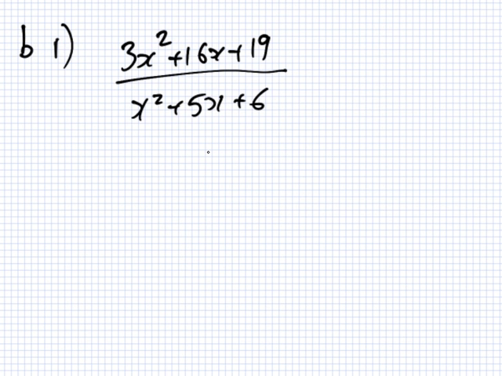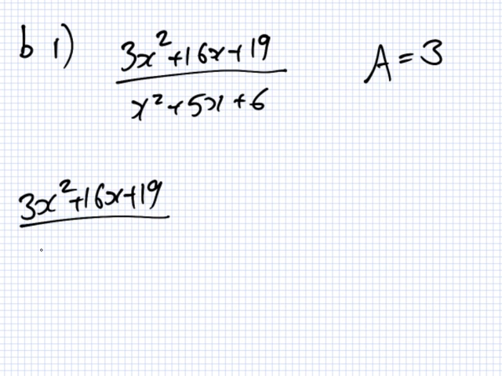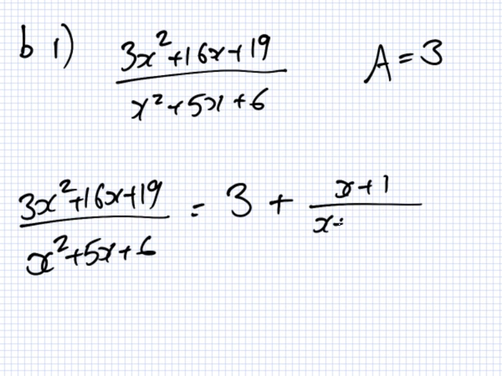The reason I'm saying this is because how many marks is this question? 1. So they don't expect you to do the long division, but if you do it, that's fine. I can jump straight to the answer being 3. So we know that 3x squared plus 16x plus 19. If you're not happy with that, do it the long way. They tell us that this equals 3, and here was x plus 1 over x plus 3, x plus 2.